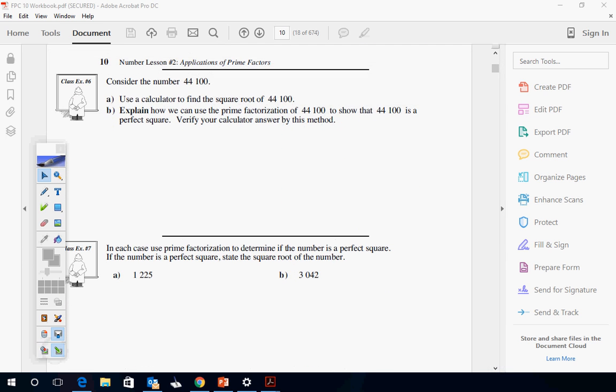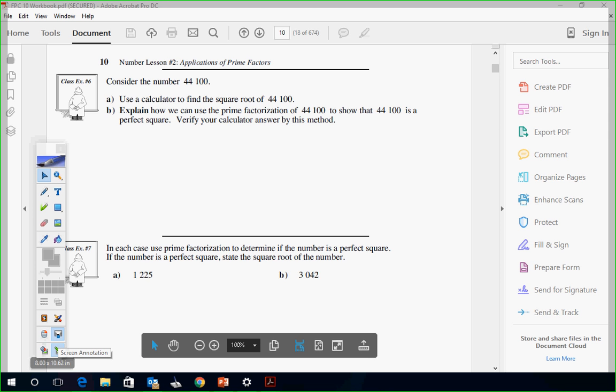All right, so we got these two here. So it says consider the number 44,100. Use a calculator to find the square root. So everybody do that in the calculator now if you'd like.